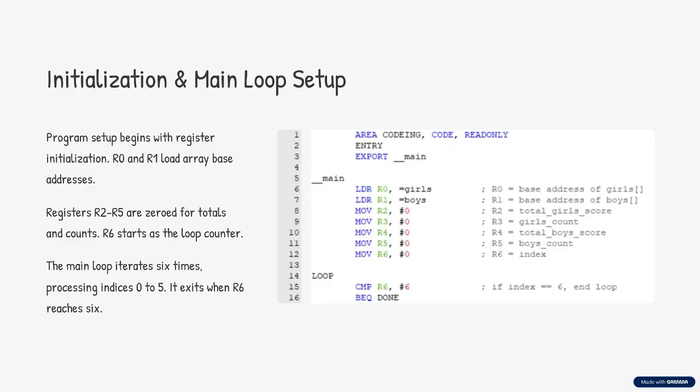First, we load the base address of the girls array into R0 and boys into R1. We set four registers: R2 and R3 for girls total and count, R4 and R5 for boys total and count, to 0. We also initialize R6 to 0. Next, we enter the main loop labeled loop. This loop will run 6 times, from index 0 up to 5. When R6 reaches 6, we jump to done and exit the loop.